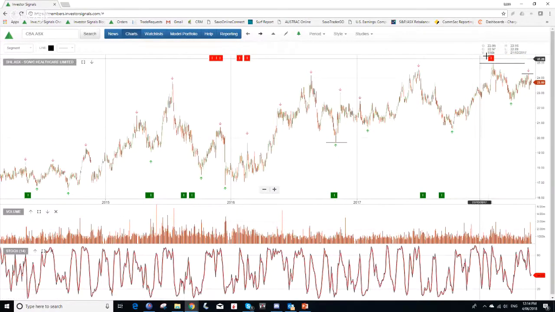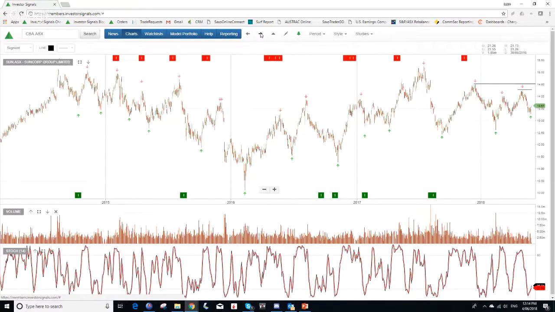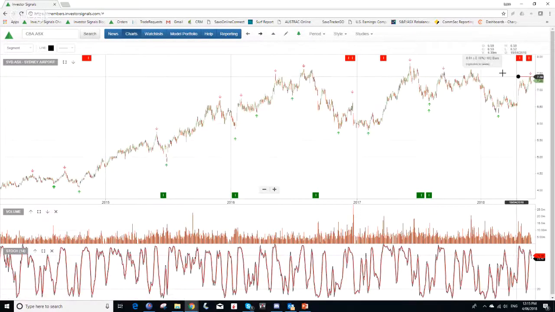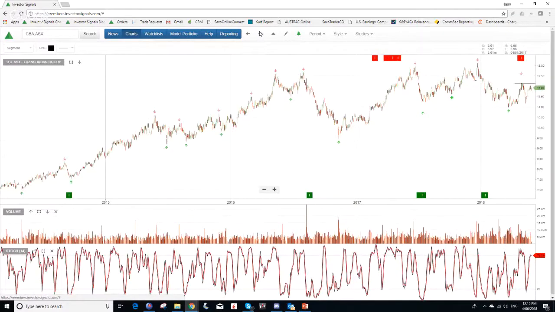Sonic Healthcare, so this was removed from the model there at around $25, and we're just flagging that you got the lower high there at $24, so expecting Sonic to run into resistance where it is at the moment. Suncorp, so we had that as a short signal, and was one we commented on the blog, and we've been on the short side of that, and that was a profitable trade. Sydney Airport, resistance up here at around 750, so there are present algo short signals there. Transurban, short signal at around that $12 level.